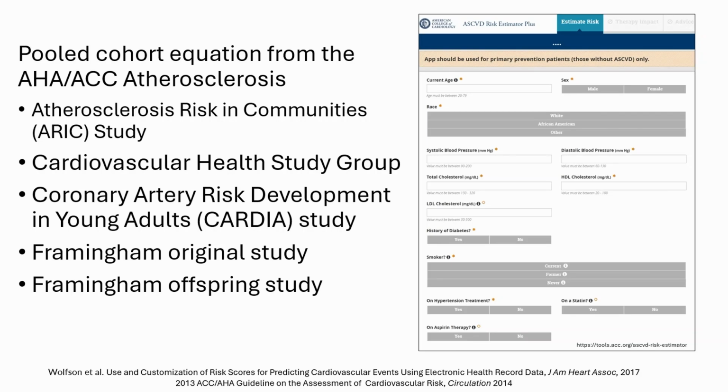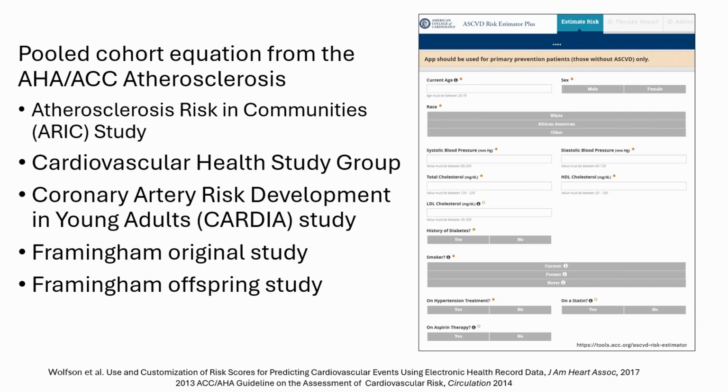Therefore, in 2013, the AHA and the ACC published a new pooled cohort equation that involved 5 different cohorts. These were a little bit more racially and ethnically diverse, containing patients from various locations throughout the United States that were African American and white, and came up with this algorithm here. This is the score that predominantly I use in my clinic, although not the only one that we have available to us.